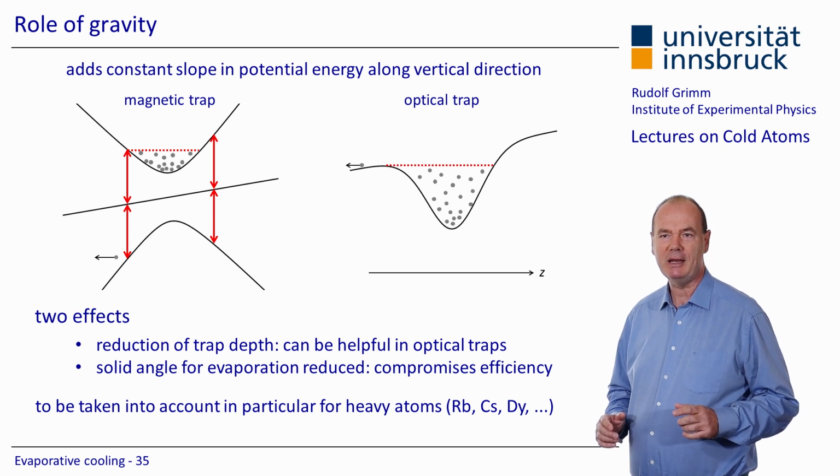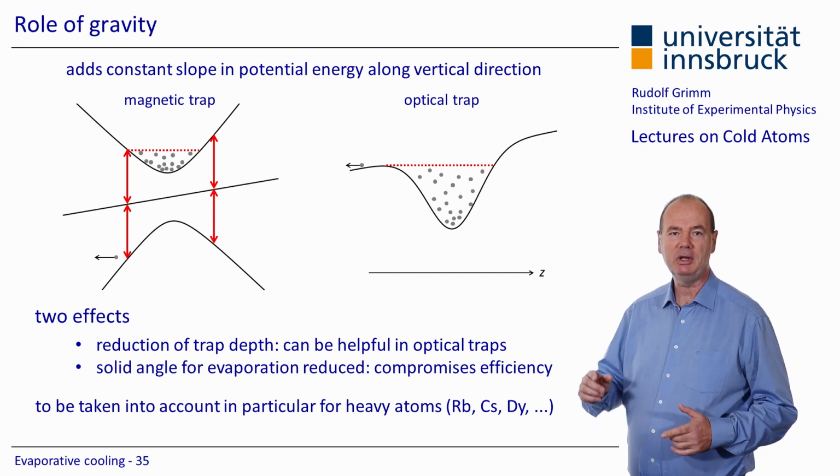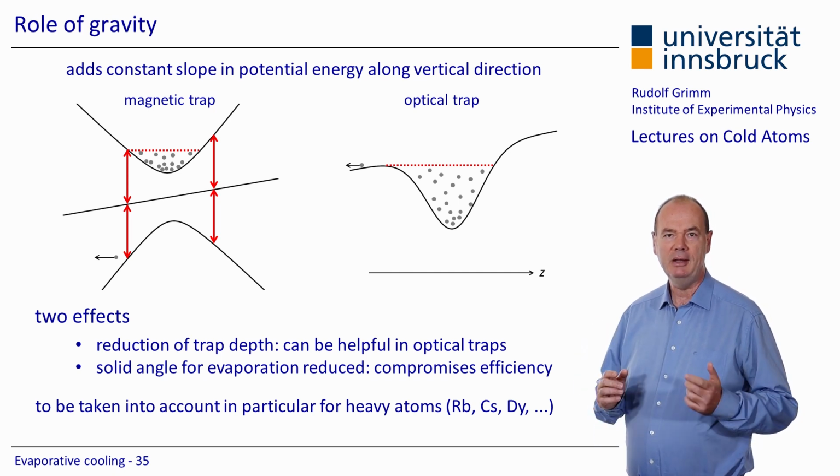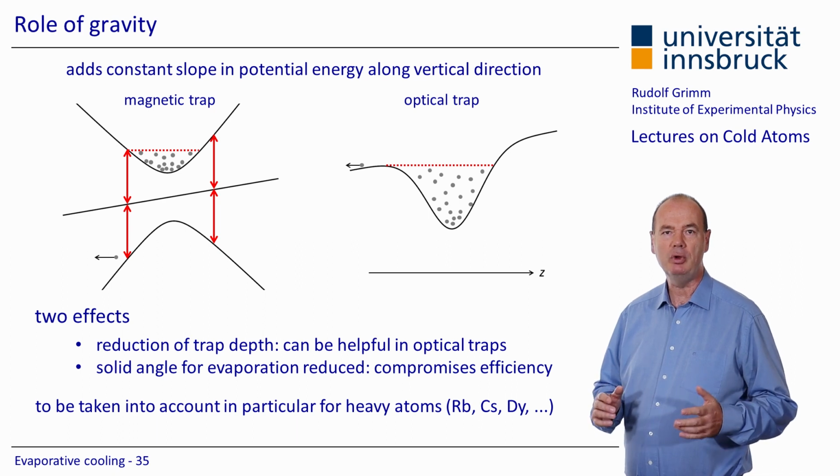Let me note, however, that in optical traps, the effect of gravity can be compensated by magnetic levitation techniques, that is, by applying a magnetic gradient in vertical direction. And this is something we routinely do in our labs.